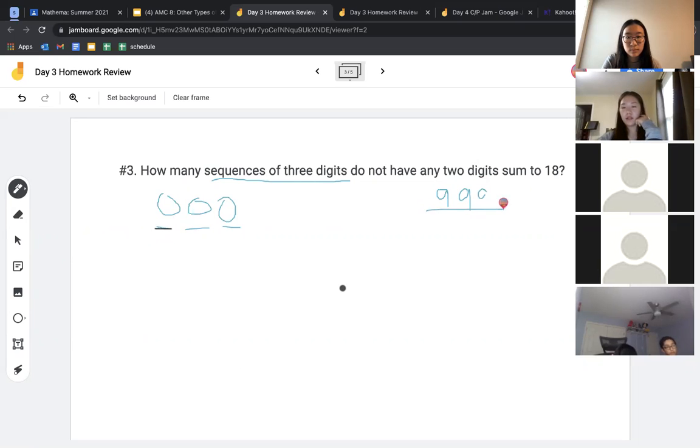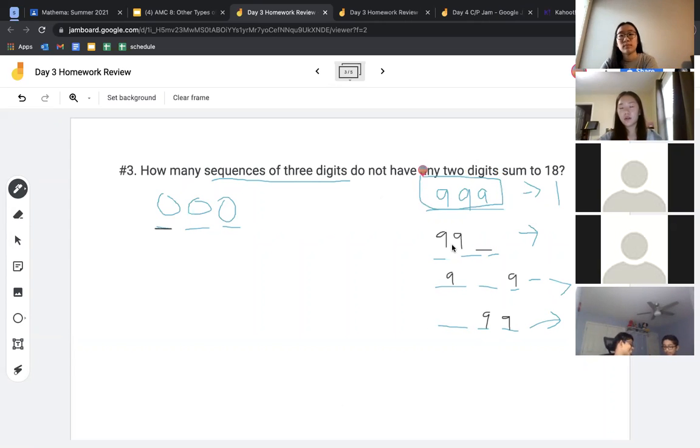So this sequence has 3 digits that are just 9s, and this is just one possibility. Now we're going to count the possibilities where there's 99 something, 9 something 9, and then something 99. Each time we calculate, we have to remember that we can't put a 9 in the something spot because we already counted that up here, and we don't want to overcount. So the only options are from 0 to 8.